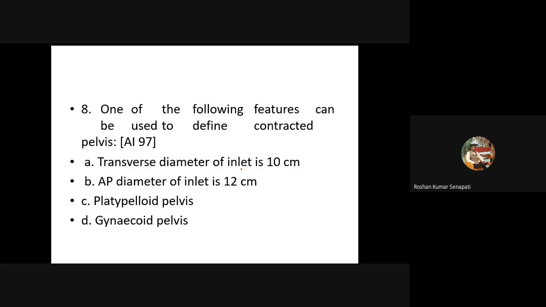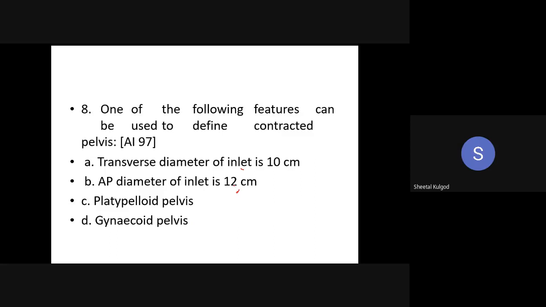It's about 10.5 to 11. Yeah, it's about 11 centimeters actually. Not 11, it's more. And then anterior posterior diameter of the inlet is 12 centimeters. What is the anterior posterior diameter of the inlet? We have three anterior posterior diameters of the inlet, is it not? True conjugate, obstetric conjugate, and diagonal conjugate.